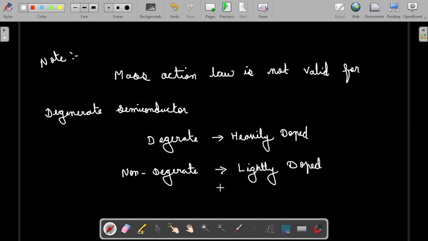Okay, I hope you are able to understand this concept. The validity of the mass action law is a very important point. We can't blindly use this formula everywhere. We have to make sure that it follows the necessary conditions. So stay tuned for the next lecture. From the next lecture we will get more into semiconductor physics and electronic devices.